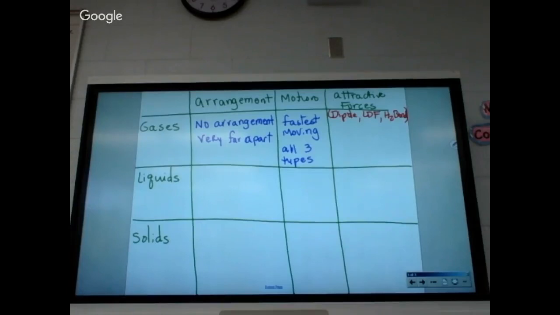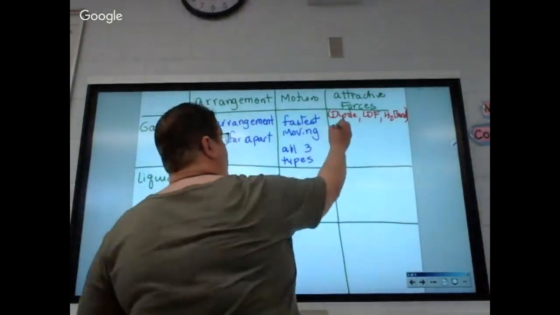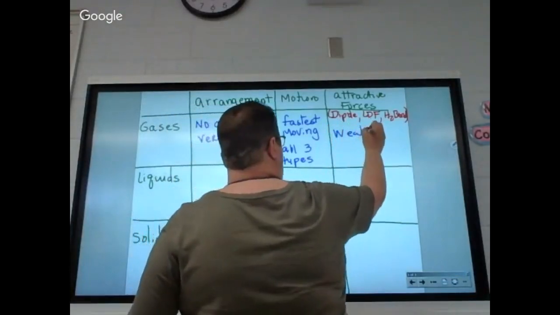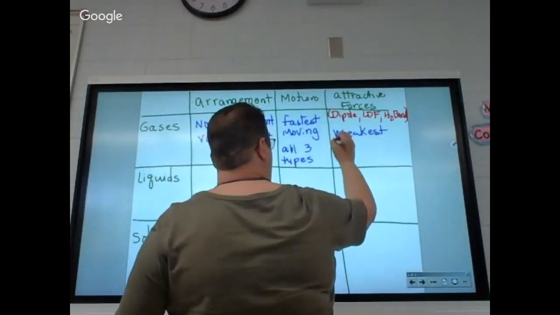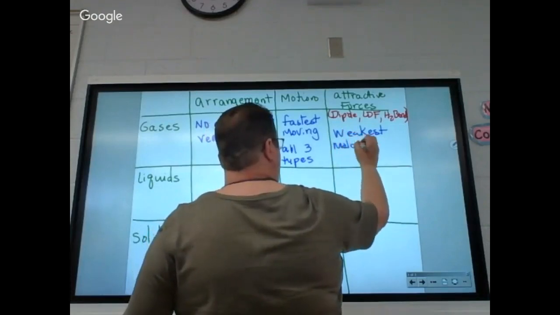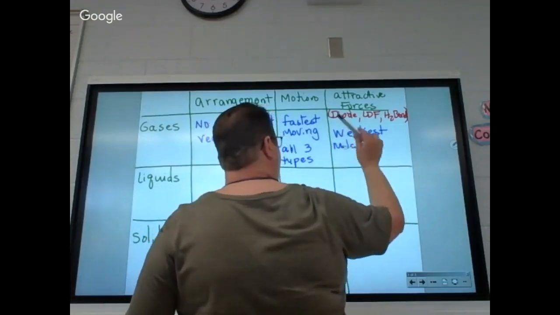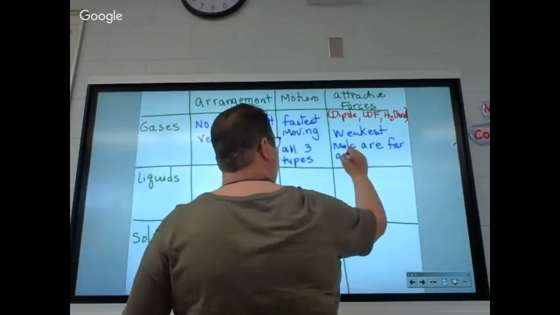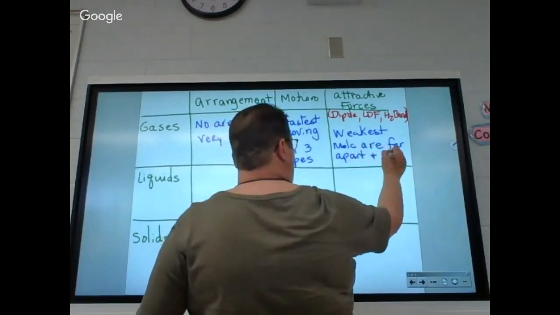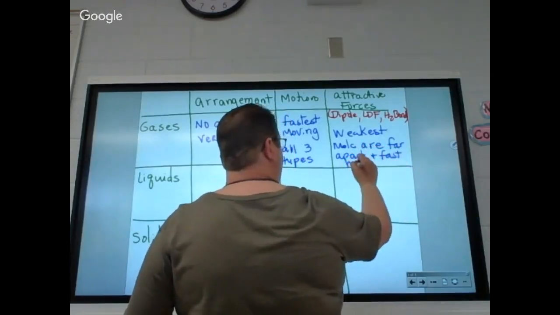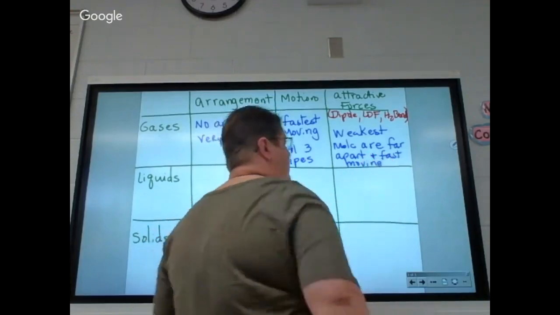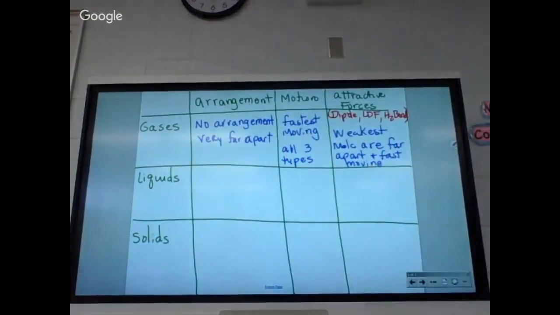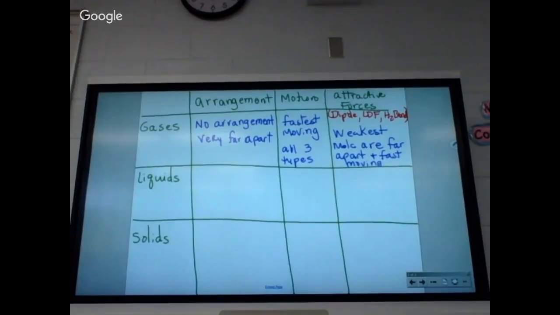Now, would there be attractive forces in gases? No. These are going to be the weakest, and they're the weakest because the molecules are far apart and fast moving. So if they're far apart and fast moving, can they stick and attract each other? No. Everybody with me on that?